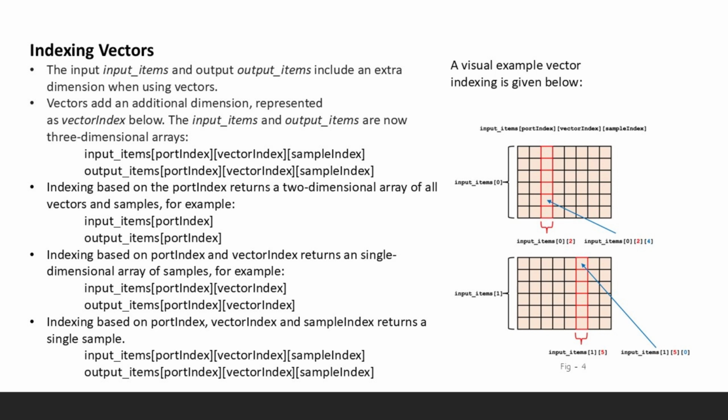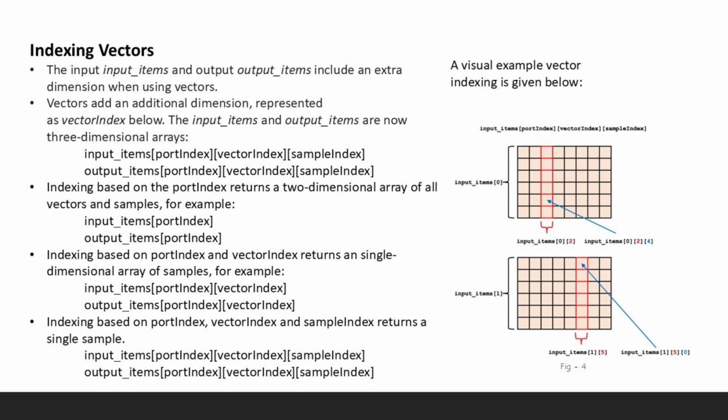Indexing vectors. The input_items and output_items include an extra dimension when using vectors. Vectors add an additional dimension, represented as vector index below. The input_items and output_items are now three-dimensional arrays: input_items[port index][vector index][sample index], output_items[port index][vector index][sample index]. Indexing based on the port index returns a two-dimensional array of all vectors and samples. For example, input_items[port index], output_items[port index].